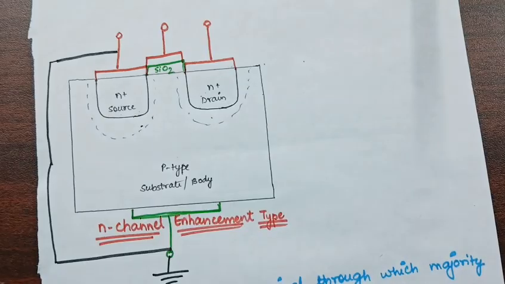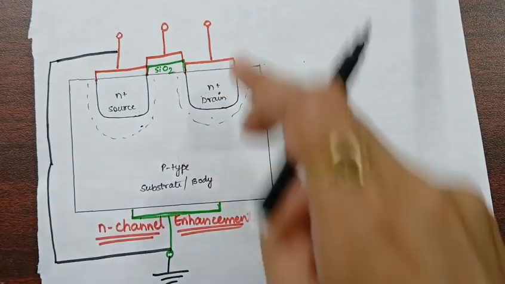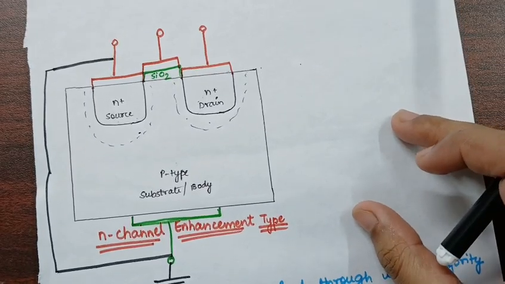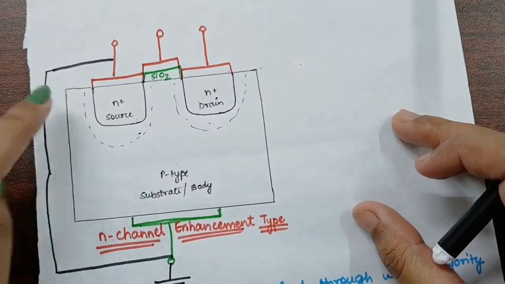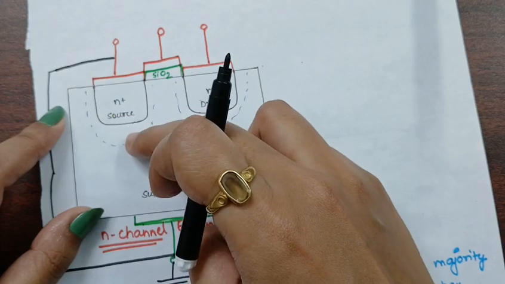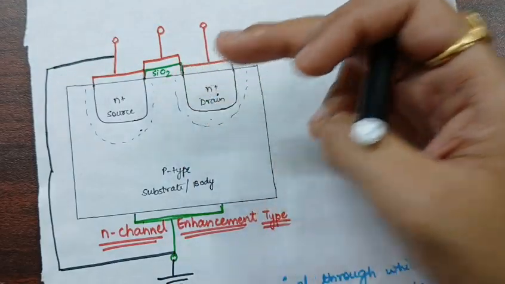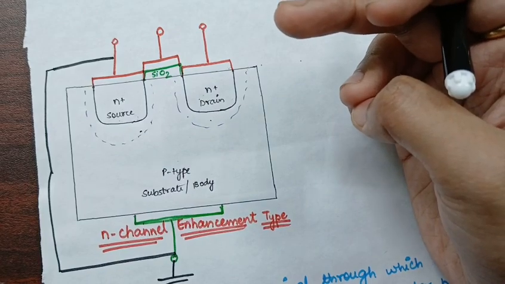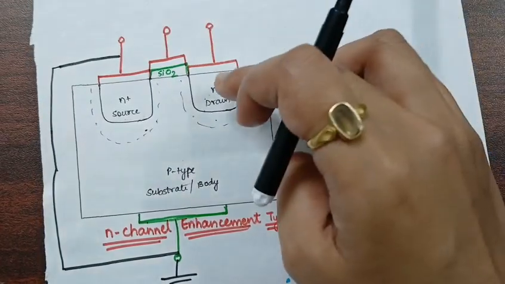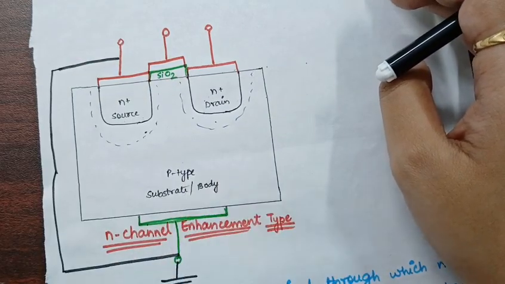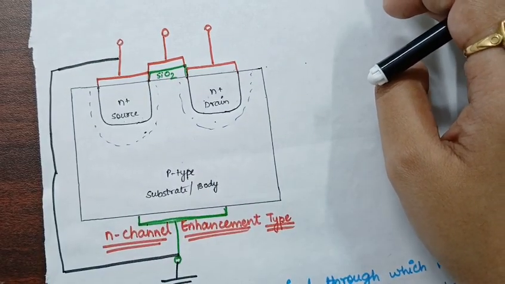Now the question arises, will there be a flow of current? Will this circuit work? The answer is no. There will be no flow of current and the circuit will not work. Why is it so? Because of this PN junction formed. Because of this depletion region, there will be no flow of current. In general, in MOSFET, there will be flow of current from drain to source. But here, in this structure, there will be no flow of current.